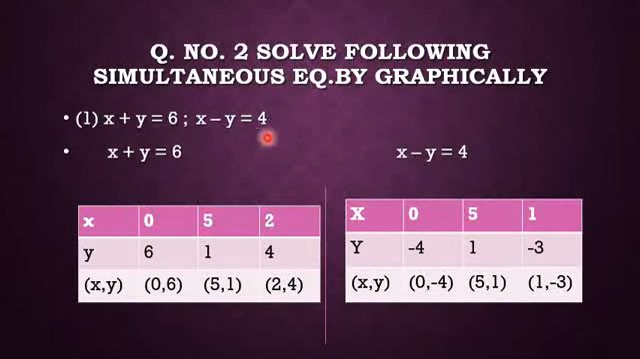The two equations in question number 1 are x plus y is equal to 6, x minus y is equal to 4. Here x plus y is equal to 6 is equation number 1. x minus y is equal to 4 is equation number 2. We can find 3 coordinates of x and 3 coordinates of y. Then we can draw the graph, and both the lines meet at one point. This is the solution of that equation.